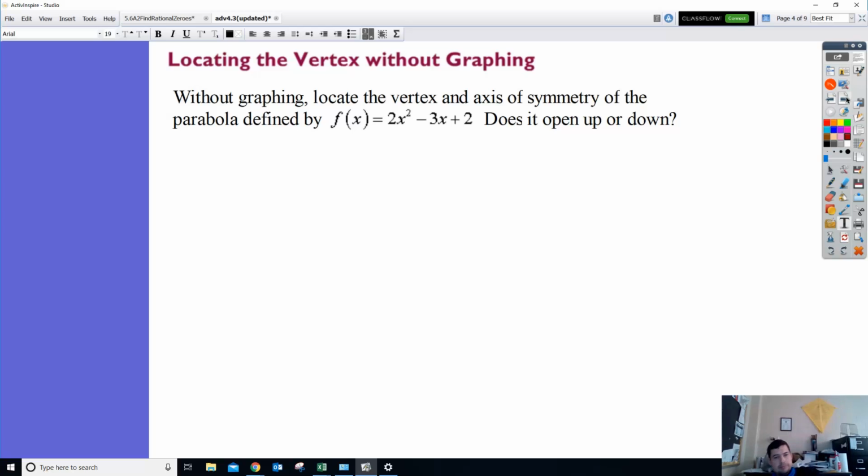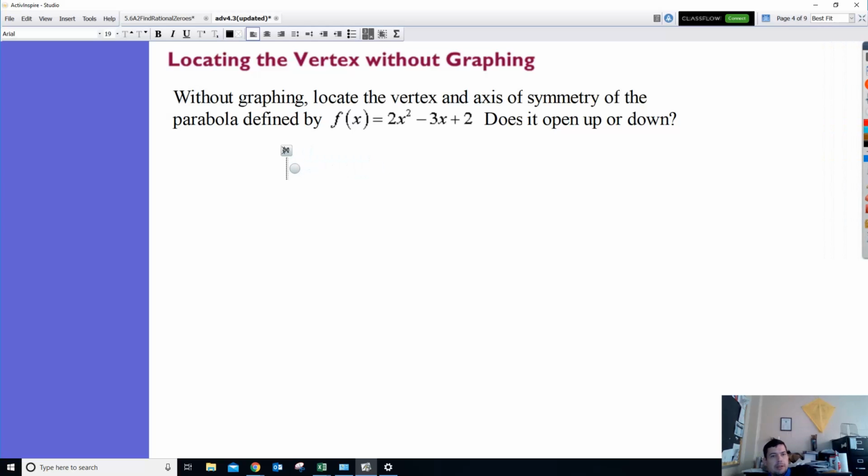-b over 2a. Nice simple formula. Now, when I'm doing this by hand, I always label it like that: x subscript v. Of course, kids don't adopt the way I do things. I wish y'all would. If you just say x equals, you're really not saying specifically what it is. But if you put that little subscript v down there, you're telling yourself what you found. What's the v stand for? Vertex. That's why I do it.